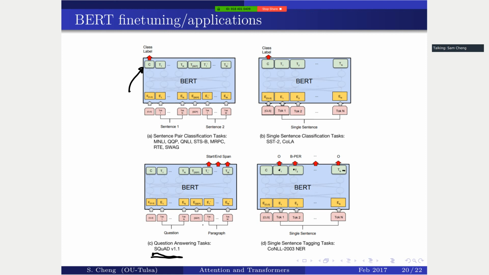Actually, the question is a paragraph here. So the answer is actually inside the paragraph here. What they can do is input the question, the whole question here, and then the whole paragraph here. Then they will try to create a marker here.